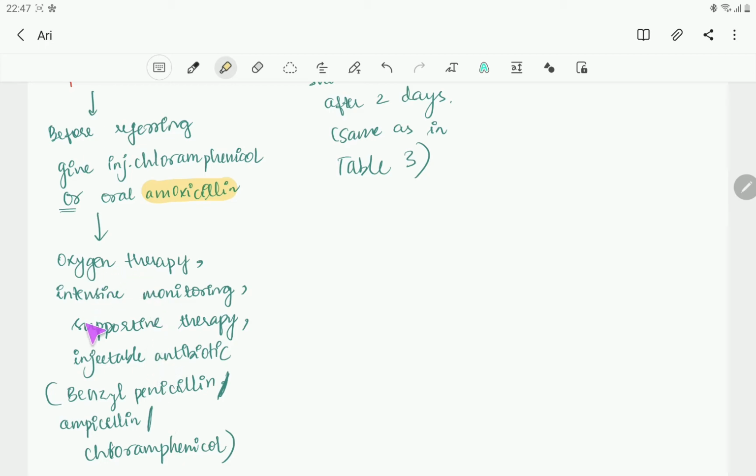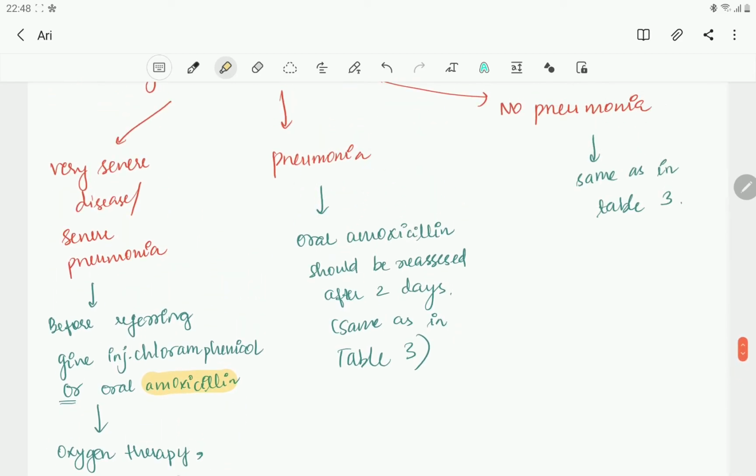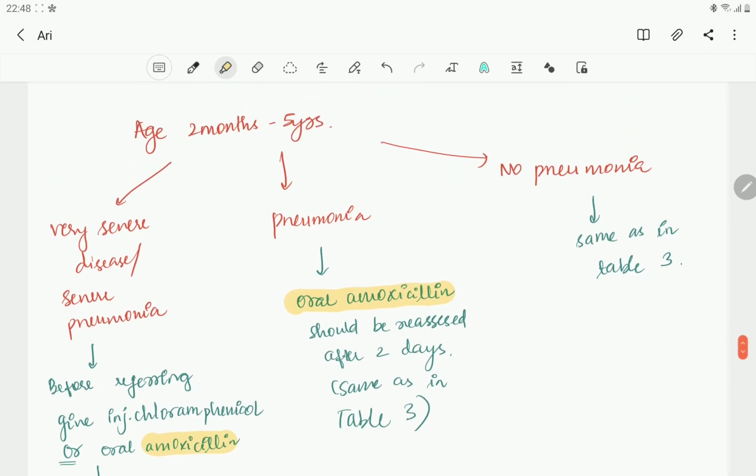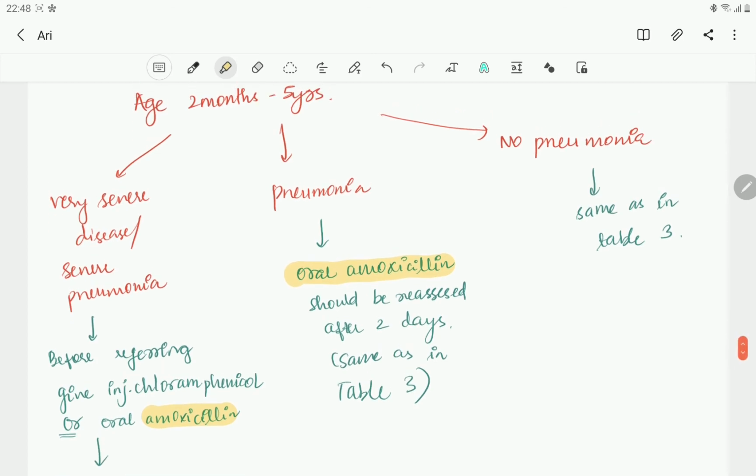And these are the things that they actually have to get when they go to the higher hospital: the oxygen support, intensive monitoring, and they will be needing injectable antibiotics like benzyl penicillin and ampicillin and chloramphenicol. Remember, the drug of choice is amoxicillin, okay? And if they have pneumonia, whether or not they have chest indrawing, all you have to do is give oral amoxicillin and wait for 2 days and check them after 2 days and see how they're doing, okay? And for no pneumonia, what we saw earlier, just treat the other co-infections, like the ear infection, everything. So that is all about 2 months to 5 years.